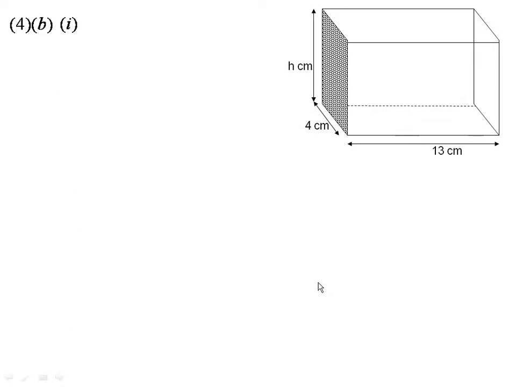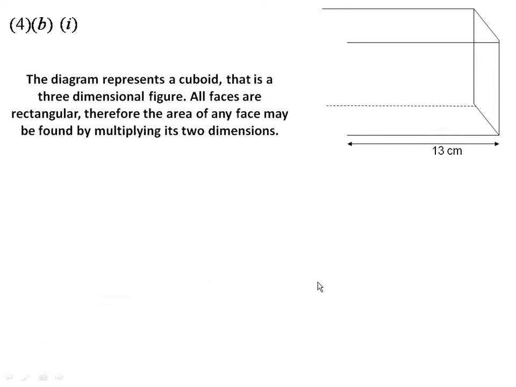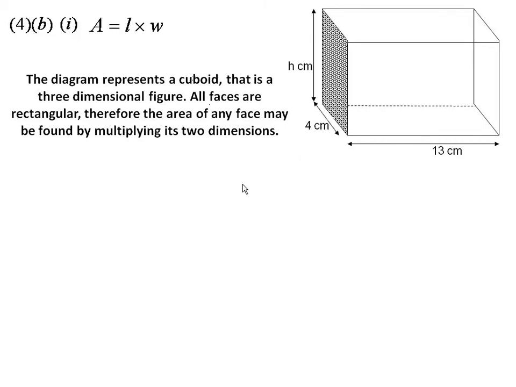Here is our cuboid, and let's see what is required. The diagram represents a cuboid. It is a three-dimensional figure. A cuboid has all faces being rectangles. Therefore, the area of any face may be found by multiplying its 2 dimensions. That means if we need to find the area of that face, we need to multiply the h by the 4. So, area is equal to length times width. Being rectangular in shape, we have 4 times h, 4h. That's our expression in h.